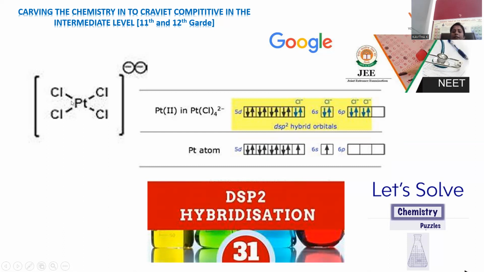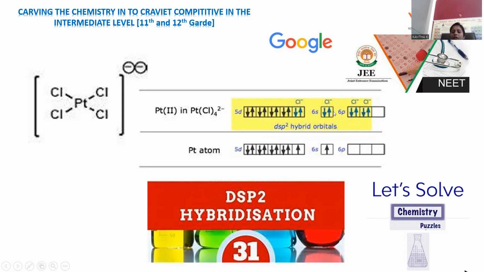Everybody is aware that platinum and palladium complexes are all square planar. Whatever the platinum compound, whatever the palladium compound, most of the copper complexes are square planar in nature. So we can say PtCl4 2- is square planar. Being square planar, you can clearly say dsp2 hybridization will be there. It is mentioned with this dsp2 hybridization.